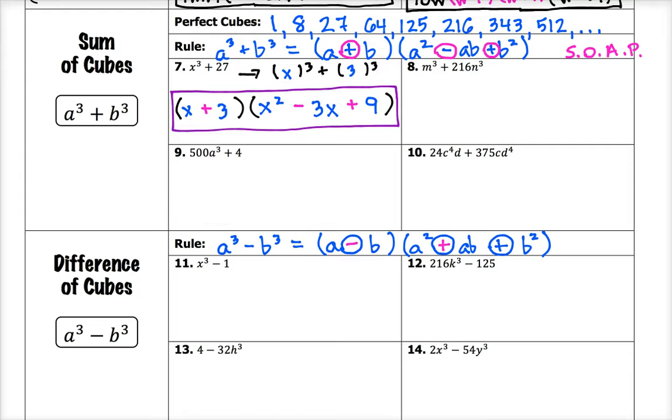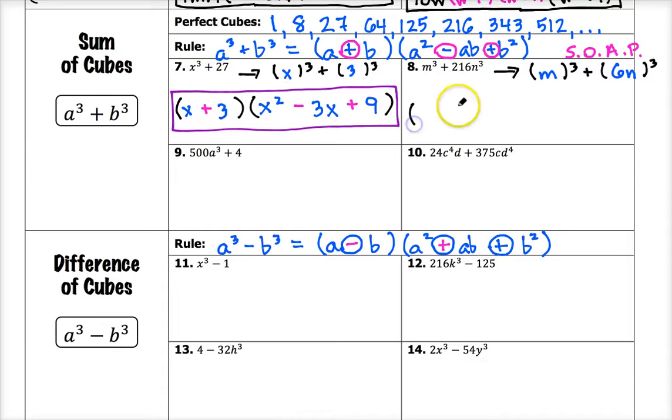Okay, let's practice another one. M cubed plus 216 n cubed. So let's think about what are you cubing to get m cubed and what are you cubing to get 216 n cubed. Well, the m is pretty easy. You're cubing m to get m cubed. 216, the cube root of 216 is 6. So you're cubing a 6n to get 216 n cubed.